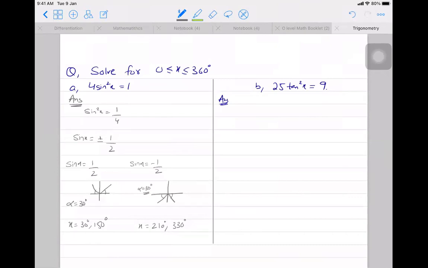For the second one, I got 30.96, 210.96, 149.04, and 329.04.